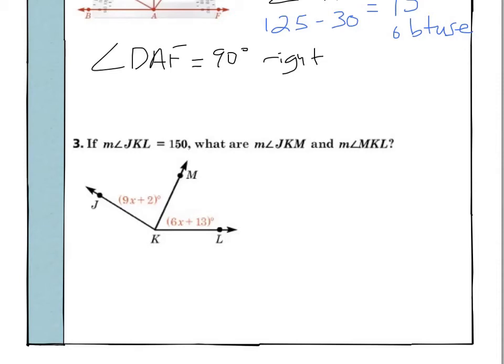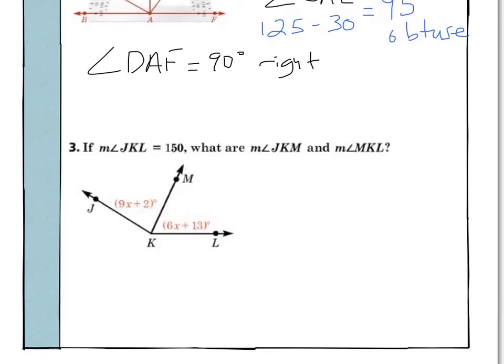All right, so our last question for examples is: if the measure of angle JKL is 150 degrees, what are the measures of the two angles that build it up? So what you have to do at this point is take these two angles and think about the angle addition postulate. And the angle addition postulate basically states this.